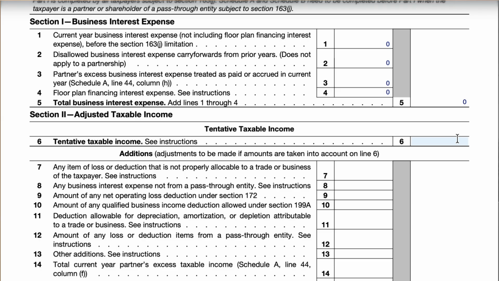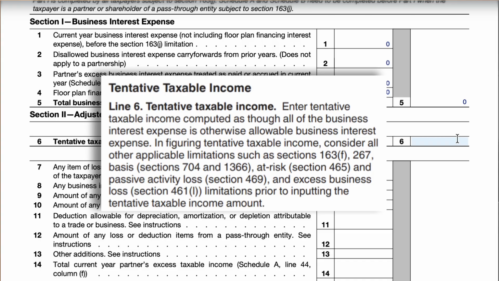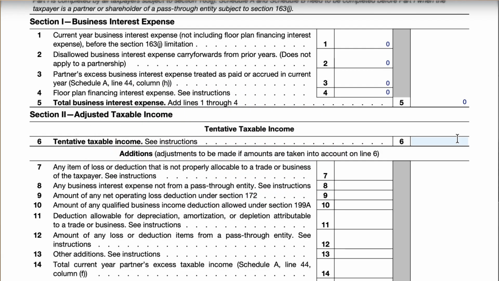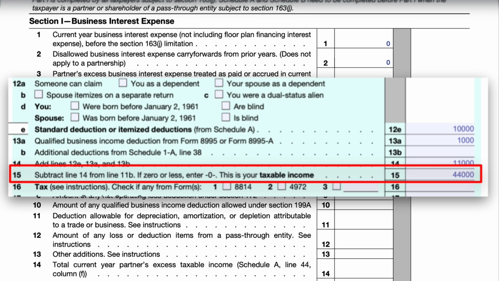Now section 2. This is a part that is a bit tedious and gets a lot of people stranded, but it is not that hard if you walk through the definitions. Line 6, tentative taxable income. This is a name hard to understand, and also its explanation in the instructions is equally hard to understand. But for regular individuals like us, this is often just our number on 1040, line 15, taxable income.